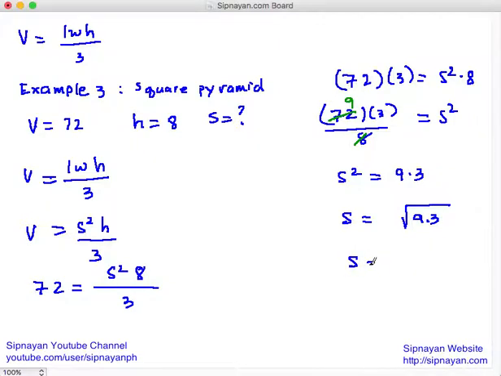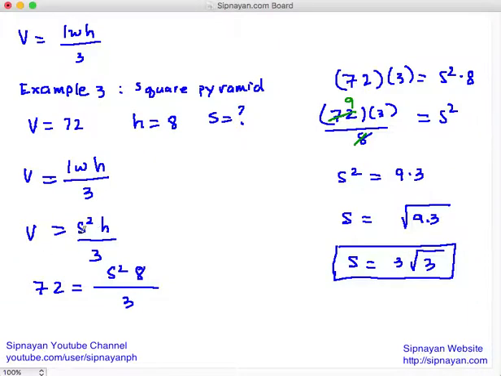And S equals, ang square root ng 9 is 3. So, pwede natin siyang ilabas. So, magiging 3. Square root of 3 yung natira sa loob. So, the side of the square is actually 3 square root of 3 units. Okay, so, review lang natin. Sinubstitute natin yung S doon sa length and width kasi pareho naman, square yung kanyang base.